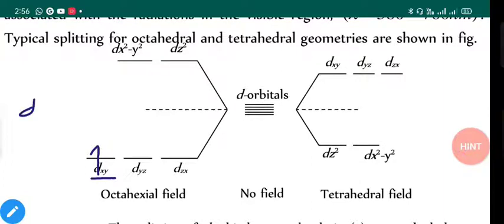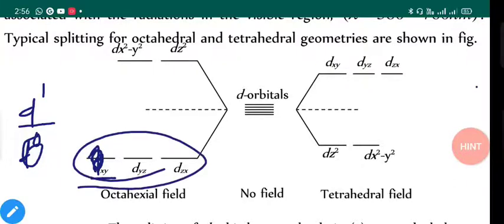That means d1 electronic configuration is the minimum requirement. If you have d0 electronic configuration, then we do not have any electron to absorb the energy, and that's why no color will be absorbed. So minimum we need d1 electronic configuration, that means at least one electron in either of the lower energy orbitals.